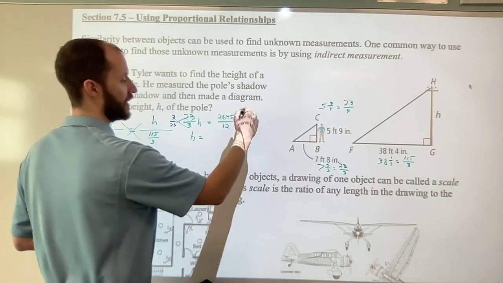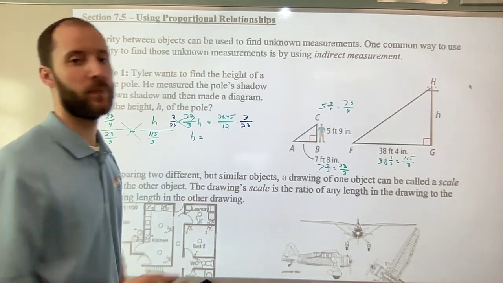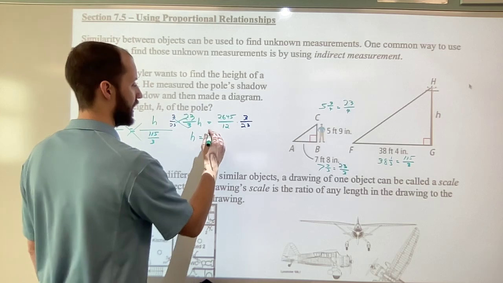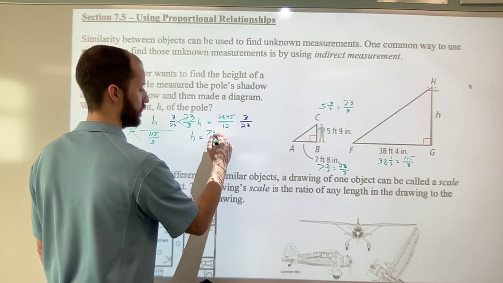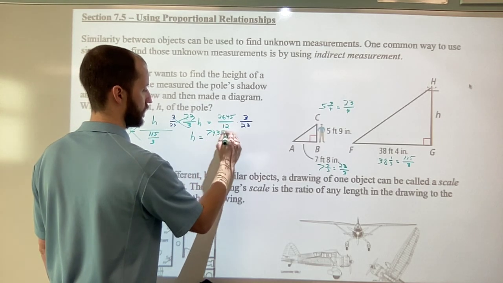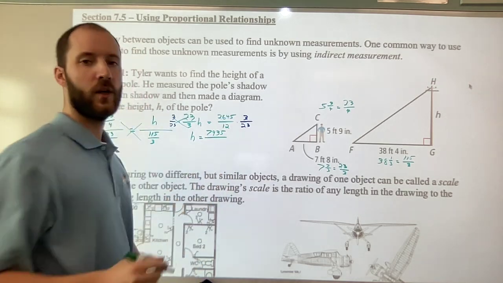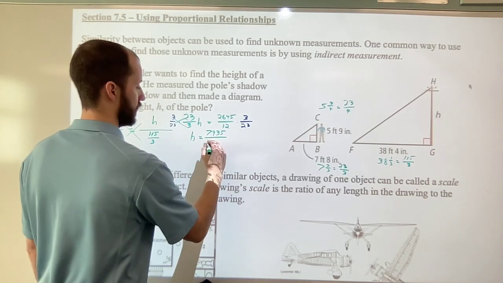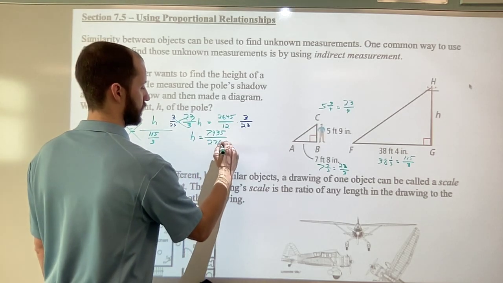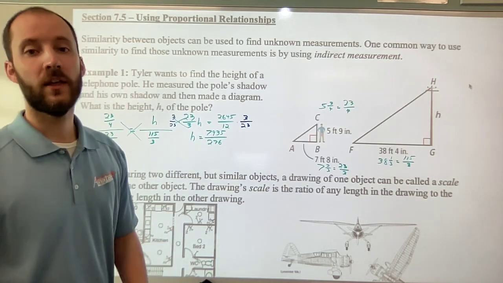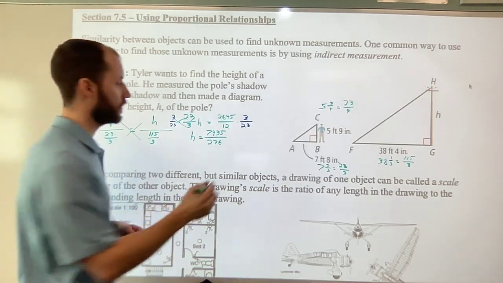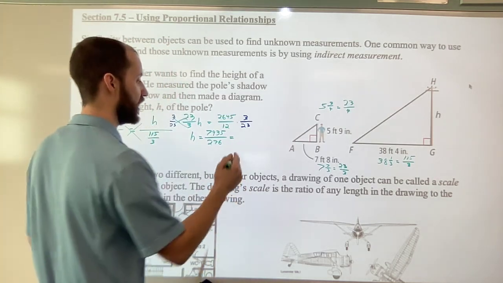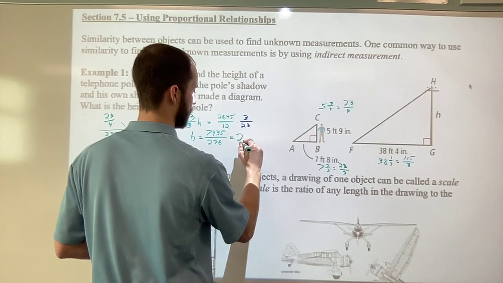2645 over 12 times 3 over 23. So multiply those together, get 7935 over the 12 times 23, which gets 276. So you want to reduce that down, and that will reduce down to about 28 feet, 9 inches.